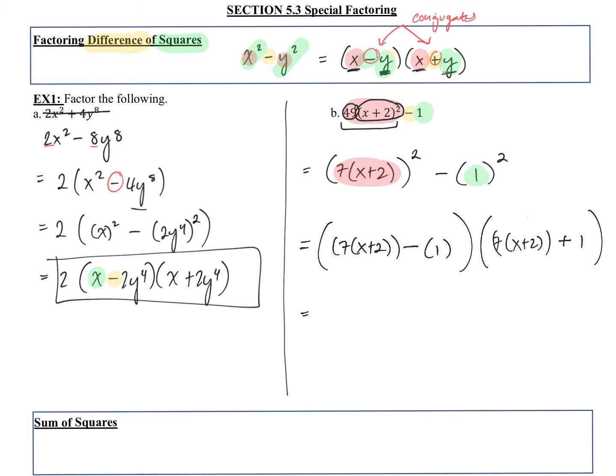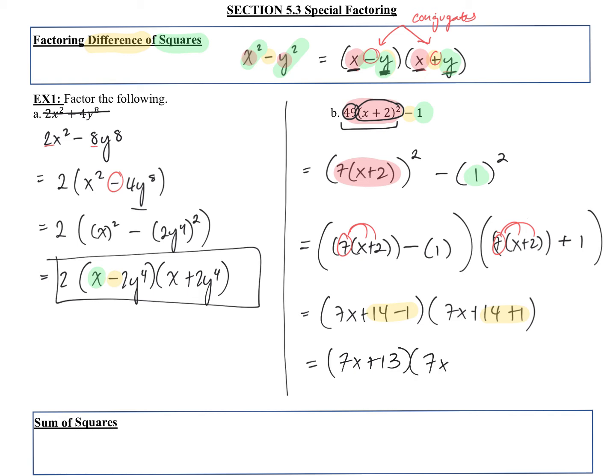Because we have that 7 in the parentheses, let's go ahead and distribute the 7. And we'll get 7x plus 14 minus 1 times 7x plus 14 plus 1. And then, let's see, simplifying, so let's go ahead and add the like terms. And what do we have? We have 7x plus 13 and 7x plus 15. And we're done. We have our two multiplication problems perfectly factored.